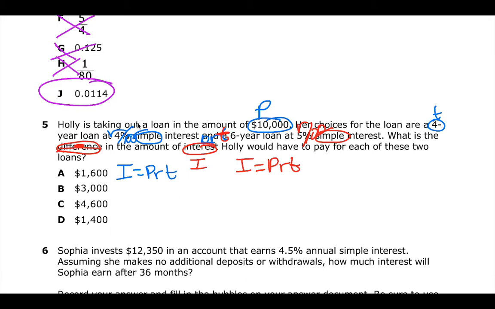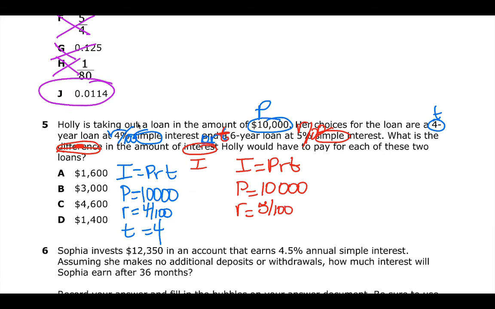Okay, so they both have a P of 10,000. Both of them do. The first one has a rate of 4%, so 4 over 100, and a time of 4 years. Our second one, same principal, 10,000, no commas. The rate is 5 over 100, and the time is 6 years.